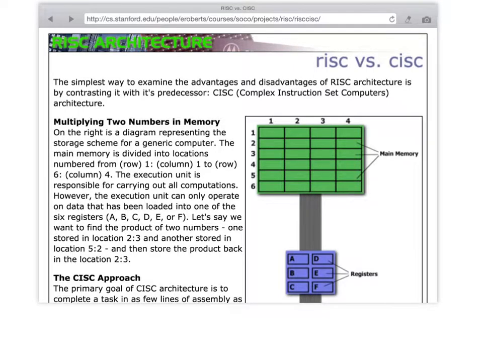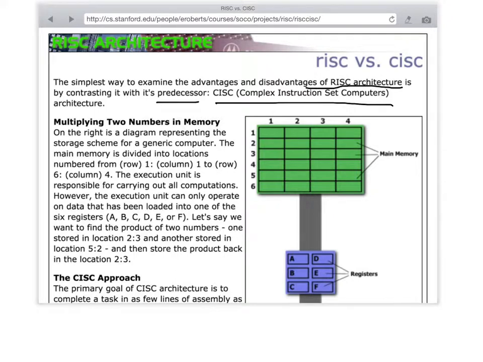I'm going to go over the difference in the RISC architecture and the CISC architecture with the help of this website put together by a Stanford student. So CISC stands for Complex Instruction Set Computer, and it's considered a predecessor to RISC, Reduced Instruction Set Computer. And indeed, RISC architectures are now used across a wide range of platforms, from cellular telephones to tablet computers to supercomputers.